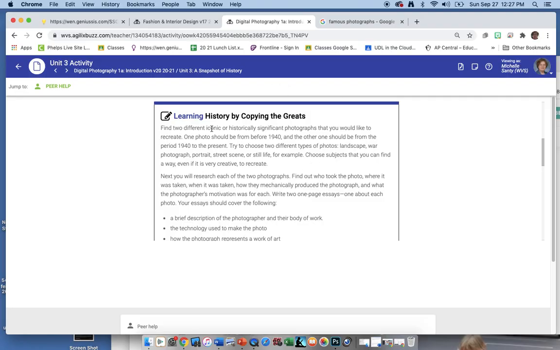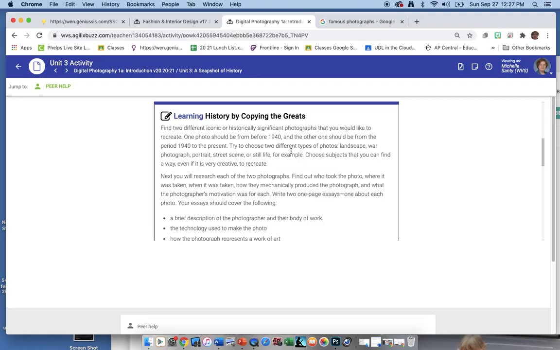Basically, you're going to find two iconic or historically significant photographs that you would like to recreate. So just finding something that's historical, you want to make sure it's something iconic that people can recognize. And there's many of them. There's the Marilyn Monroe one, and I'll be showing you some ideas in a second. One photo should be before 1940, and the other one should be from the period 1940 to the present.